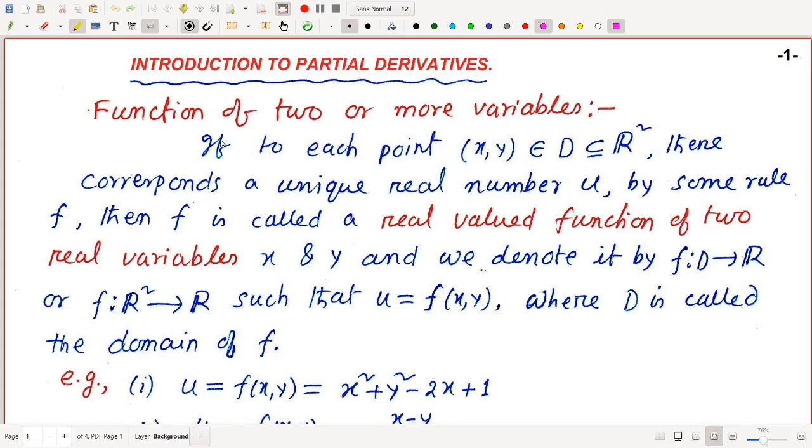That's why we are discussing partial derivatives first, because in our first chapter of differential equations, the first concept is the exact differential equation, and to test whether a differential equation is exact or not, we need the concept of partial derivatives. Also, in starting partial differential equations, there also we need the concept of partial derivatives. So first we see what a partial derivative is. Before that, what is a function of two or more variables.